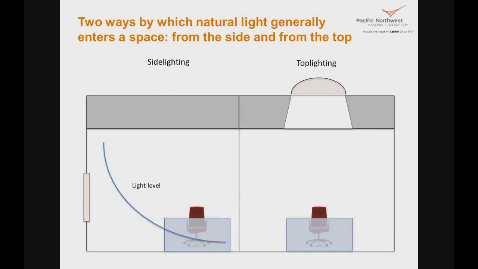The decreasing availability of light as you move deeper into the space is a peculiar problem with side lighting. This is not true in top lighting, where you get a more uniform distribution of light level below the skylight. You can get an even wider or more uniform distribution if you were to increase the ceiling height. So by increasing the ceiling height, you can get both a wider distribution and probably a more uniform distribution across the space as well.